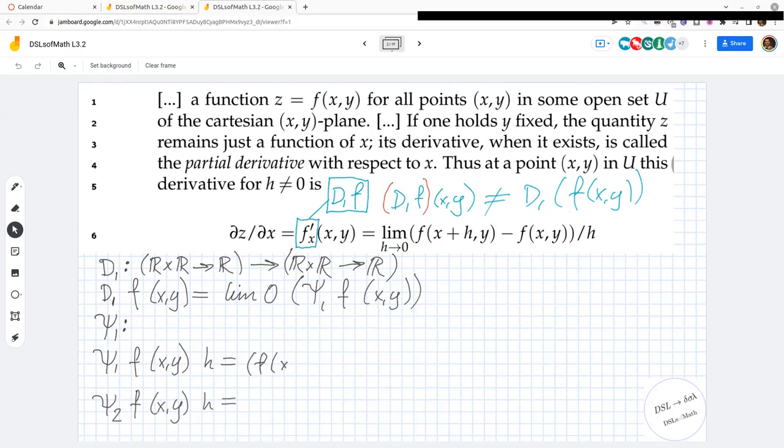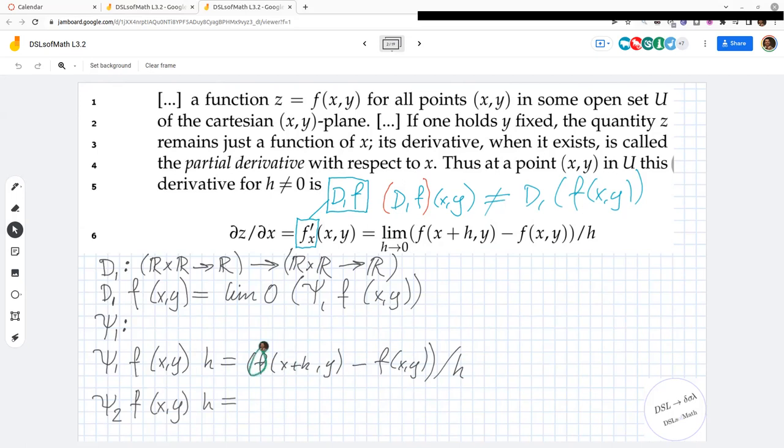X plus h and y, and then minus f of x and y, in parentheses, divided by h. So I just copied down this definition, but it's worth thinking about what it's doing. Notice it does not apply f directly. I should just circle it. The f here is applied not to just x and y, but to a changed x and y. So I change x a little bit by adding h, and then I let f get hold of it.